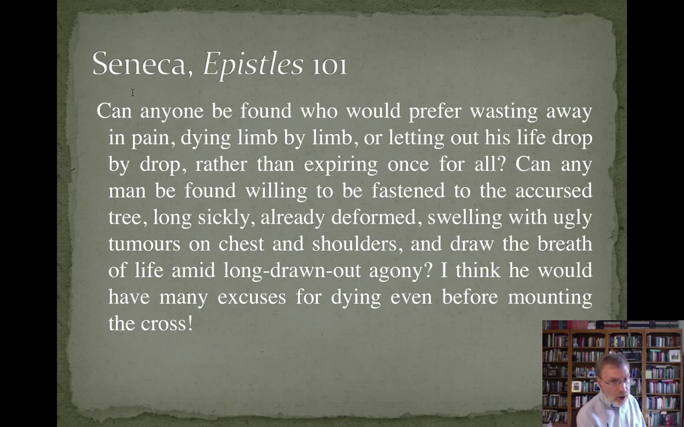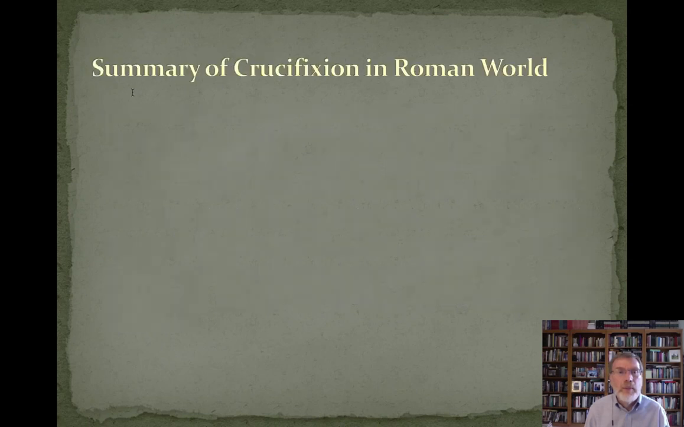Long, sickly, already deformed, swelling with ugly tumors on chest and shoulders. He speaks of long, drawn-out agony. He thinks that a person would have many excuses for dying even before mounting the cross, and therefore would have been better off committing suicide. That's the argument there. But in doing so, he gives us a very vivid description of what crucifixion would have been like and what Romans would have seen, and therefore what they would have felt: this is a horrible way to die. And it's also, as a consequence, just very shameful as well.